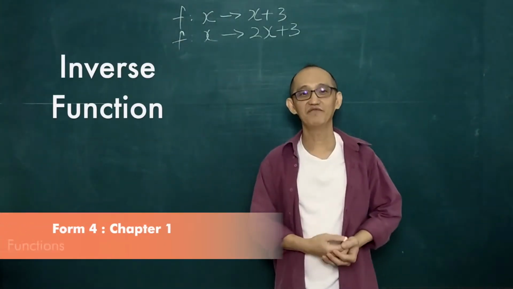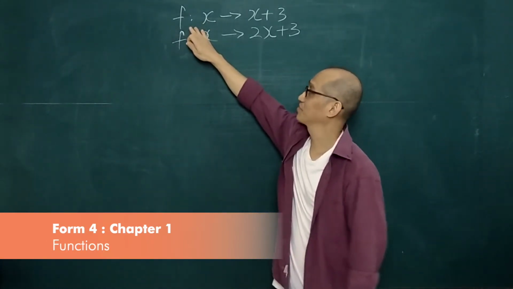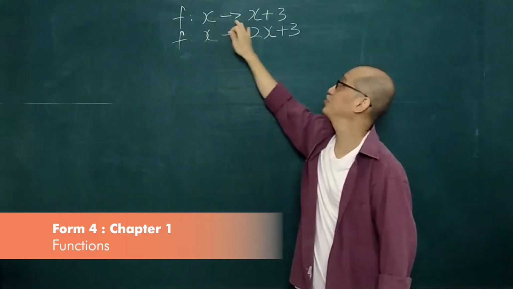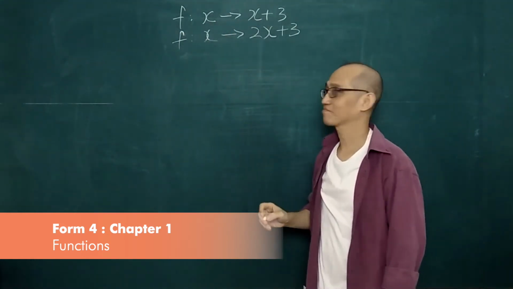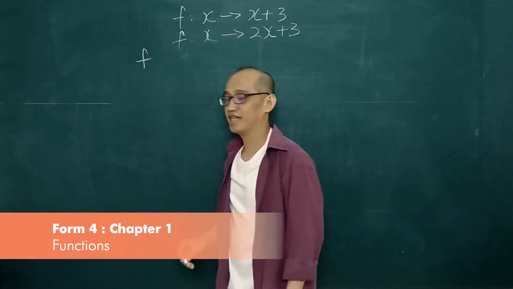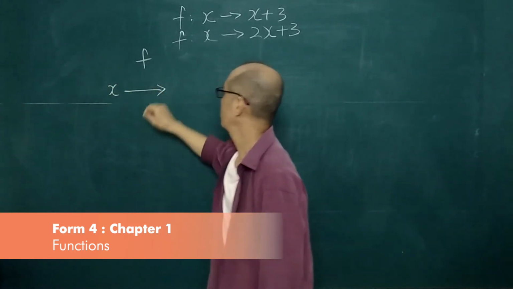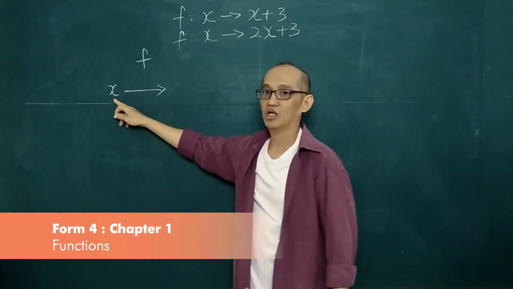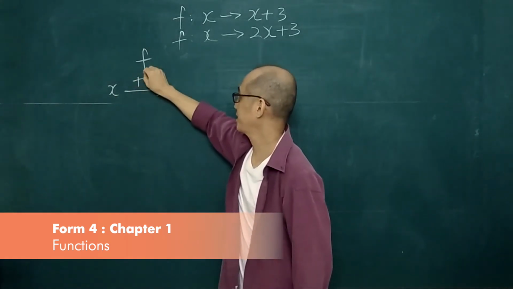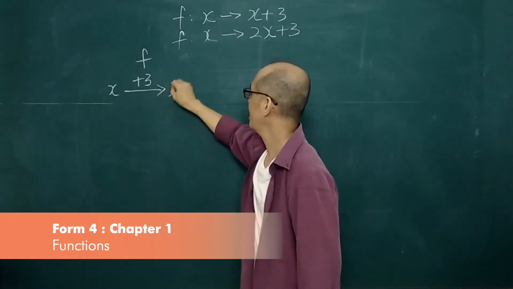Today's topic is inverse function. Now let's look at this function. Function f maps x to x plus 3. So under function f, what happened is that for object x, we add 3 to object x, and we get image x plus 3.